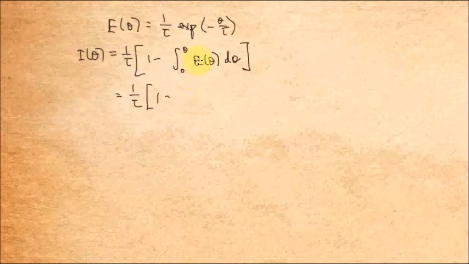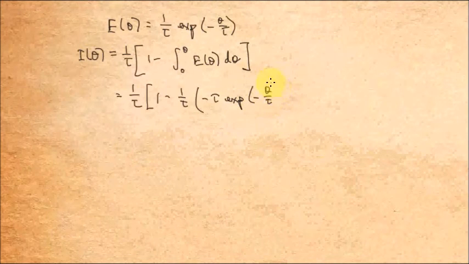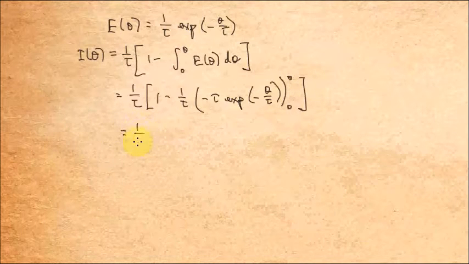So we can write 1 minus, and you can see this tau is a constant with respect to theta, so we can leave that out here, 1 over tau, and then the integral of this with respect to theta is going to be, with the minus 1 over tau in here as the coefficient, 1 over the coefficient of the variable, so that's minus tau exp of minus theta over tau, and the limits here 0 to theta. That's equal to 1 over tau and 1 minus, and let's just do it step by step.